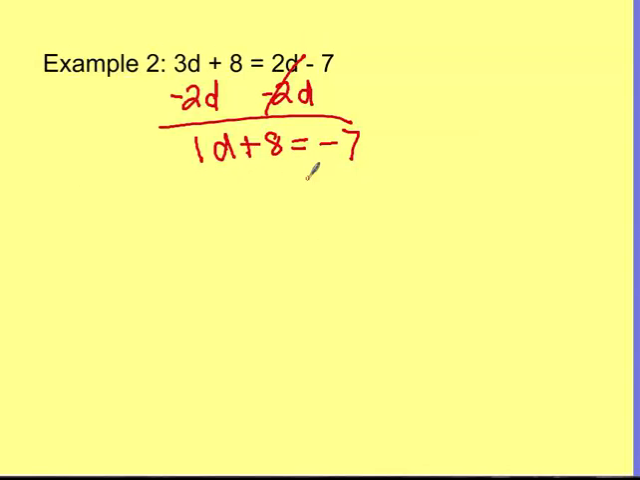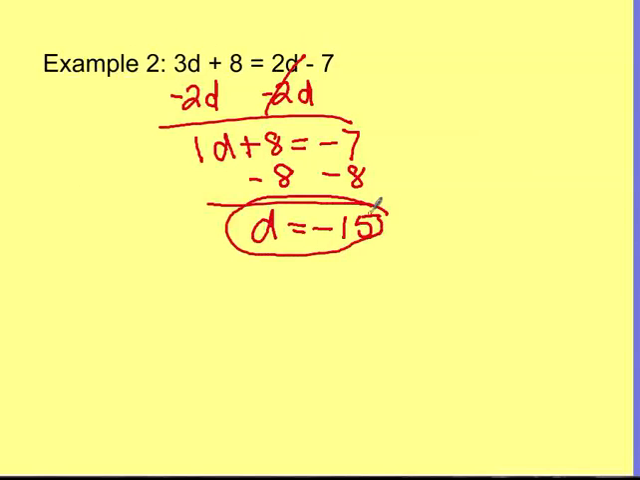Now I need the constants to be on the same side, so I'm going to do the opposite. I'm going to say, okay, if it's adding 8, I need to subtract 8. So I get d equals negative 15. And that's my final answer.